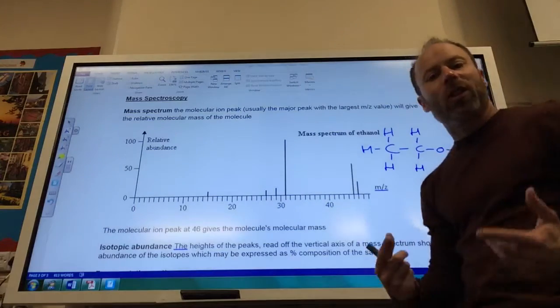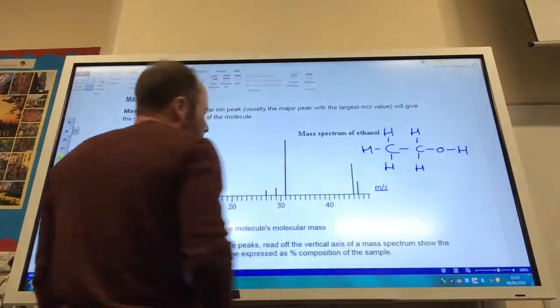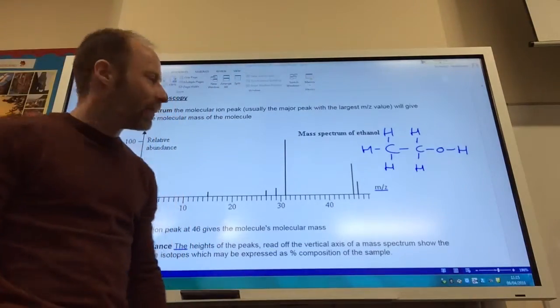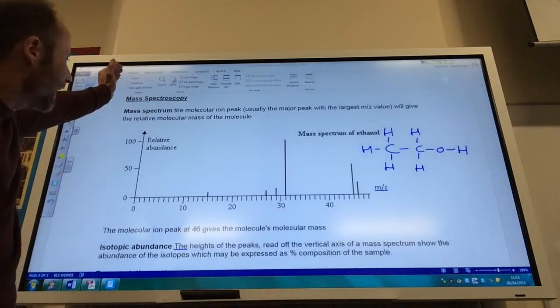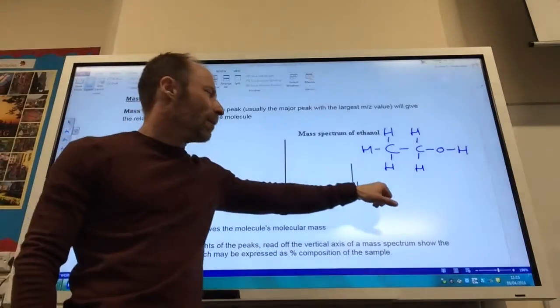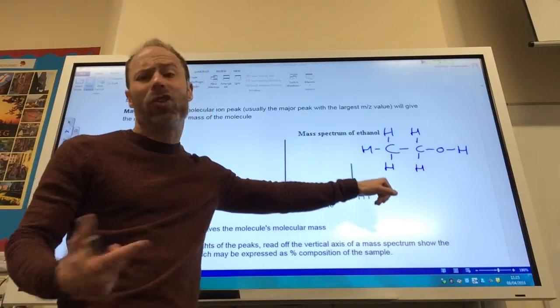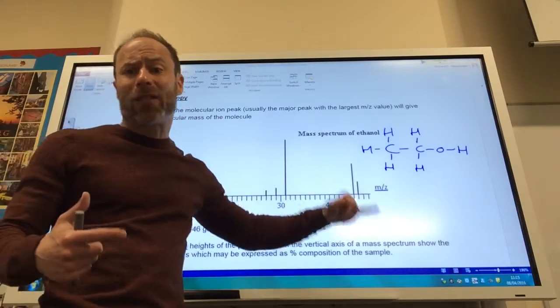Okay, so we're going to look at what happens with ethanol. Ethanol gets put in the machine, gets positively charged, and this is the mass spectrum that I expect to see. The y-axis is relative abundance, and the x-axis is the m/z value, the mass to charge ratio. We assume that everything has a charge of just 1 plus. You've got to identify the ions.